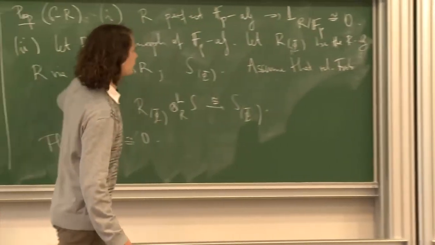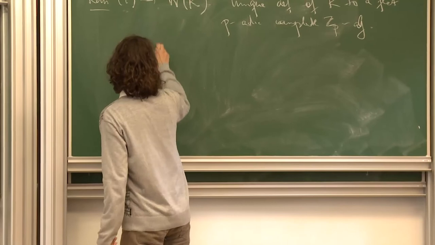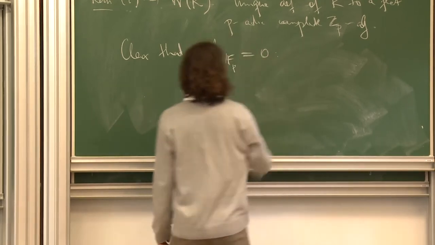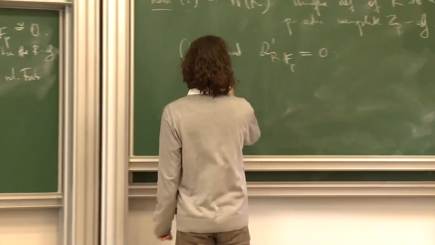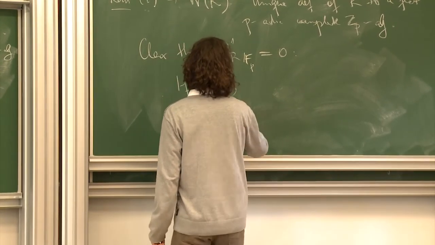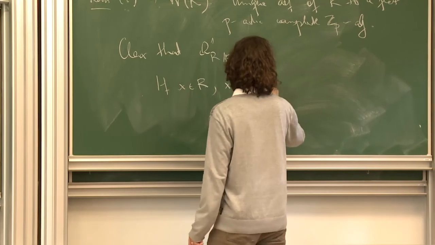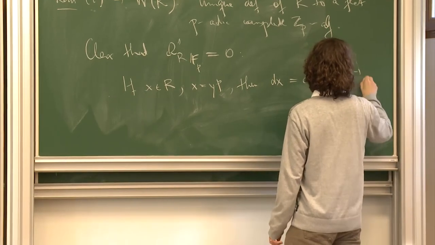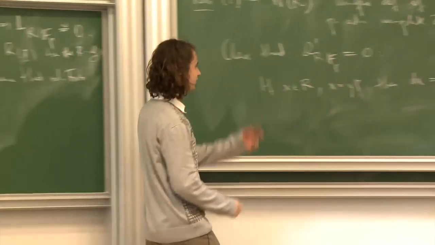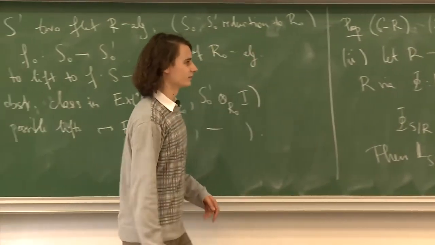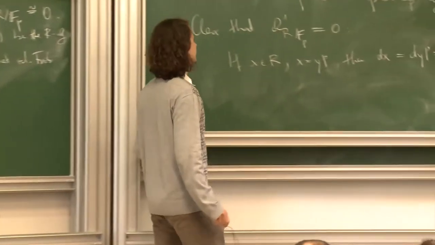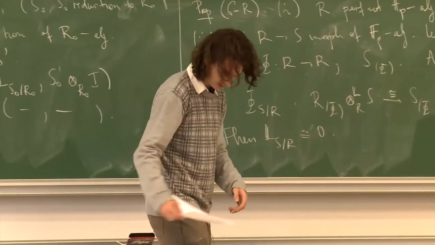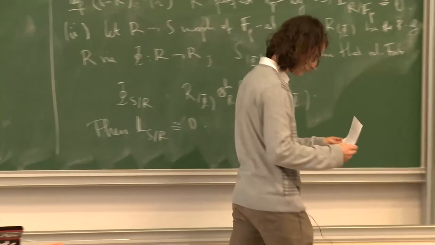And also somehow it's clear that Omega 1 of R over F_p is 0. Why is this? So if x in R and x is y to the p, then dx is equal to d(y to the p). And that's p times something, and this is 0. And that's somehow the crucial identity behind this proposition here. And so we just have to go for a slightly more enhanced argument. And so this goes as follows.